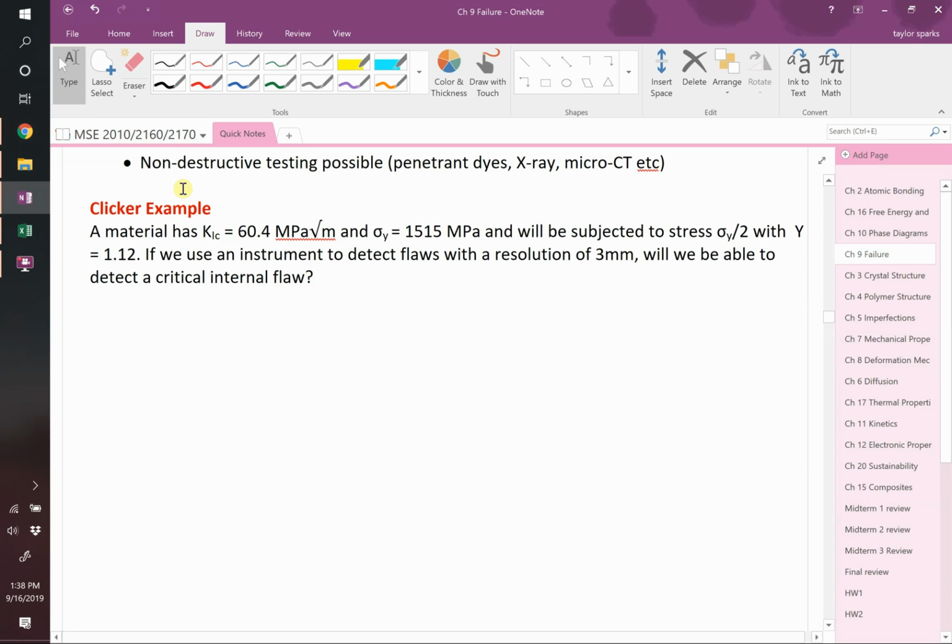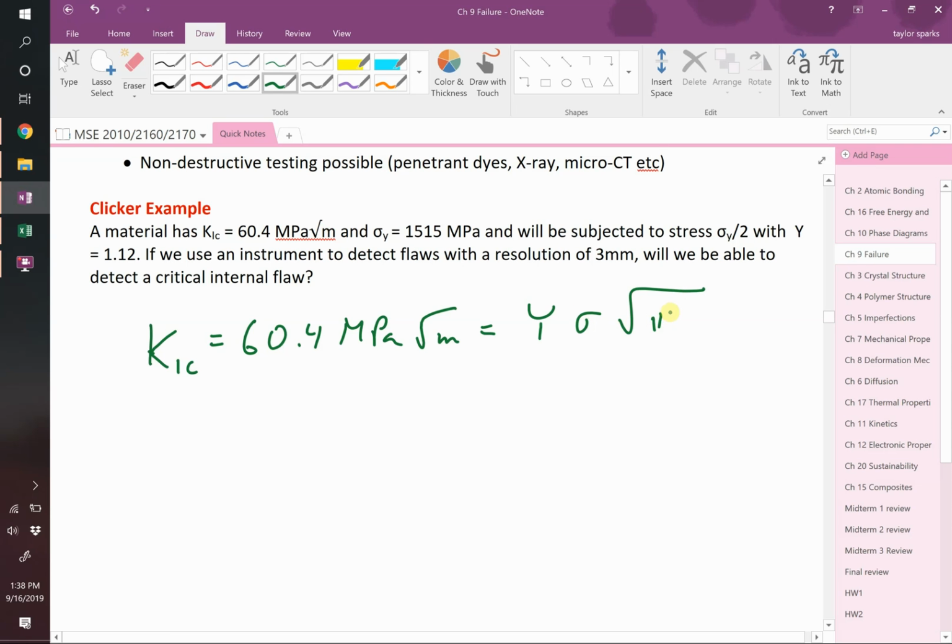So let's set this one up together. I think this is our clicker question. We're going to write Griffith's fracture equation first off. We're going to remind ourselves that K1C is equal to 60.4 megapascal root meters. That's going to be equal to Y times the applied stress multiplied by the square root of pi times A. So how should we go about solving this? Somebody, what's the next thing we should do?